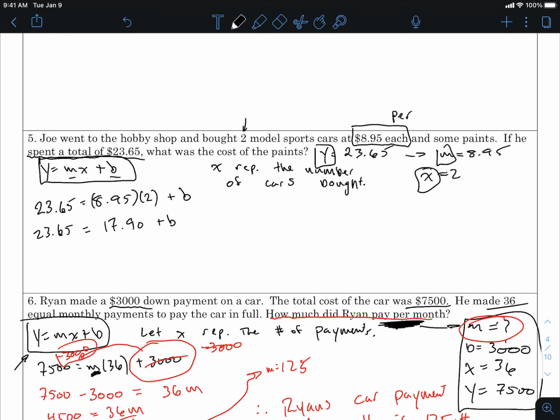1790 plus B. So all you got to do is get B by itself. This is an easy one because you've taken care of the multiplication relative to the question below. Okay, so how do I move this number from the right side over to the left side? You're just going to subtract it from both sides, right? So 2365 minus 1790 should equal B. And if we do the math on that, B should equal 570.